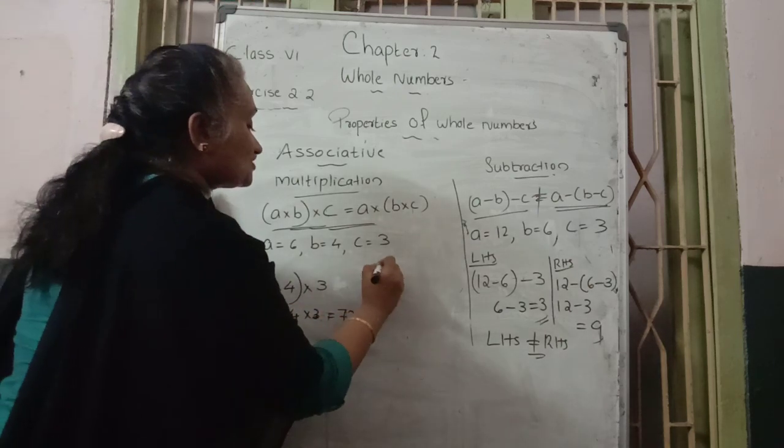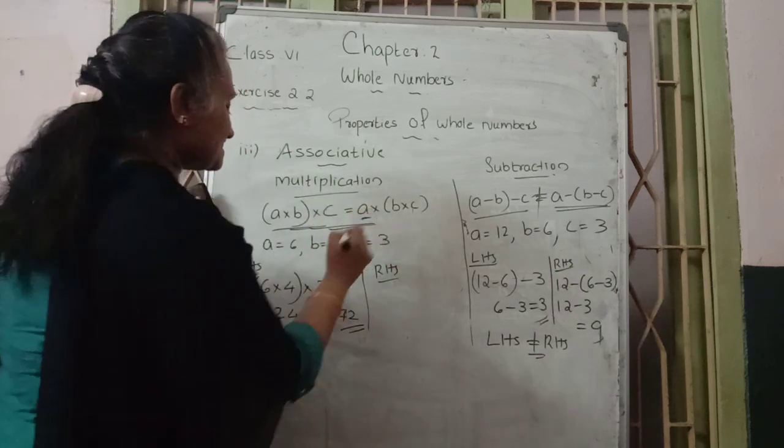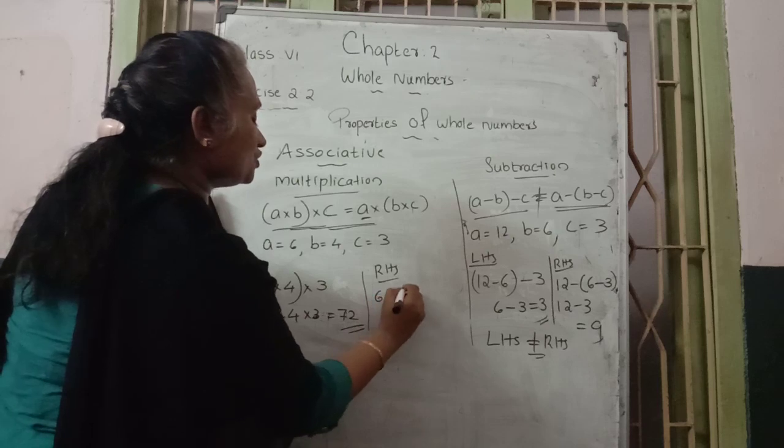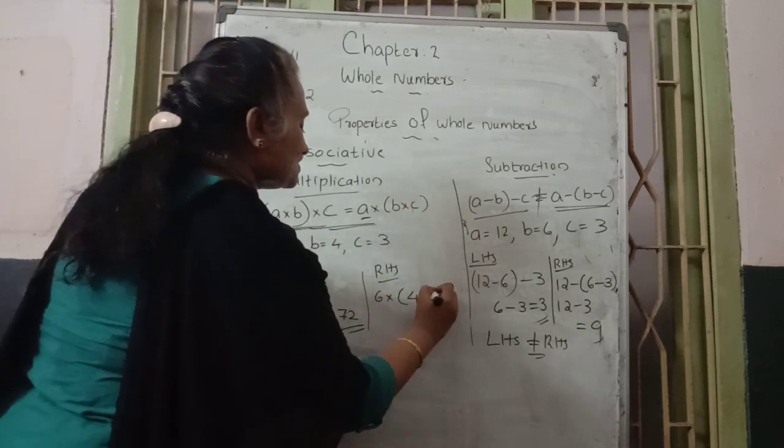Then in the same way we consider the RHS part, whether we get 72 or not. Here the A value is 6 into, in the bracket, the B value 4 into the C value 3.